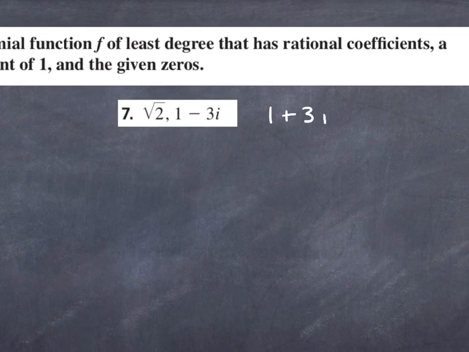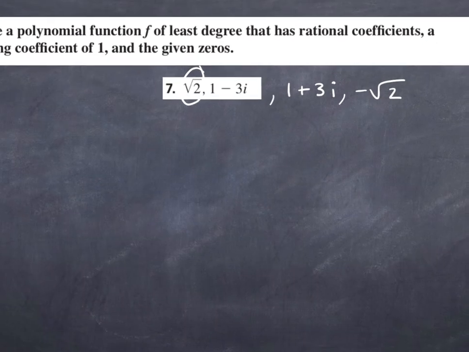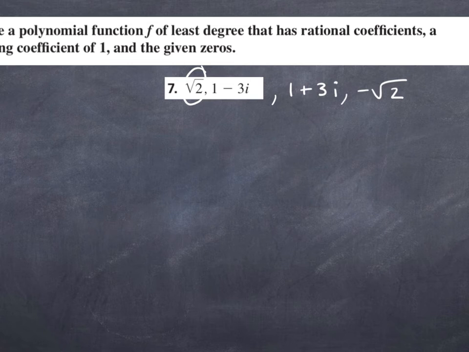1 plus 3i. What else? Negative square root 2. Perfect. So we had this square root 2. We need its conjugate also, which is negative square root 2. Good job. What do we do next? What's next? Put them into our factored form.